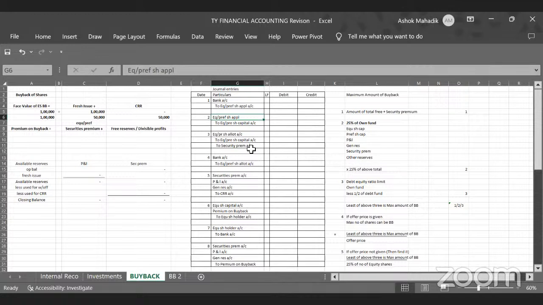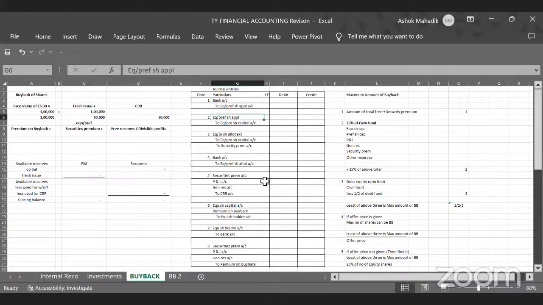Then the allotment entry will be equity or preference share allotment account debit to equity share capital and security premium. In case premium is there, it has to be credited in this allotment entry. By default, discount or premium is to be charged or recovered in the allotment entry. Then you will receive that allotment amount, bank to allotment amount. Clear? So a fresh issue can be in two parts. Otherwise, normally one single entry will be there, like bank account debit to equity share capital account or preference share capital account. I hope this is clear.